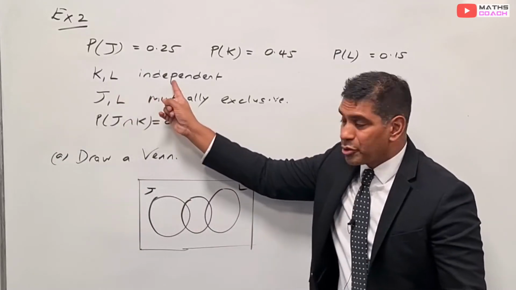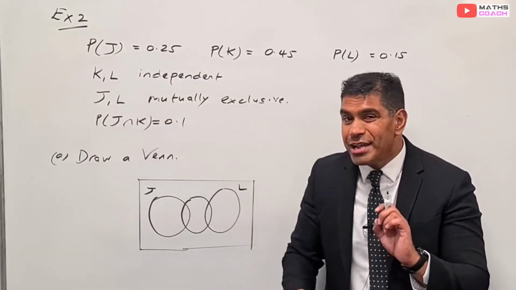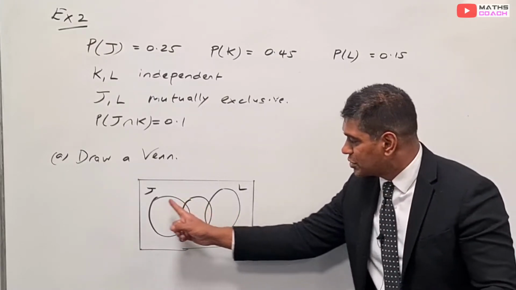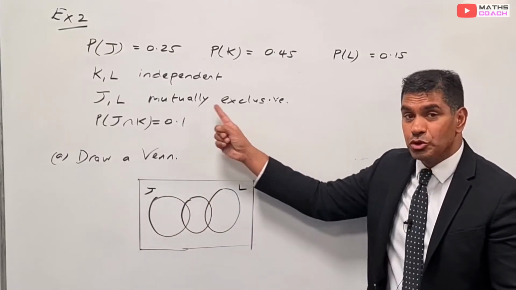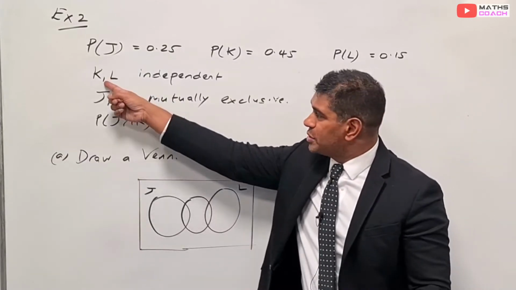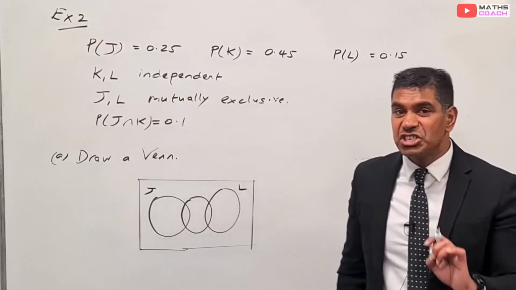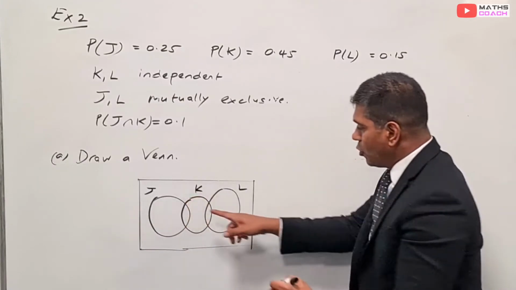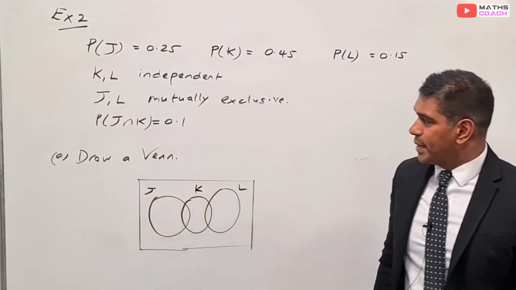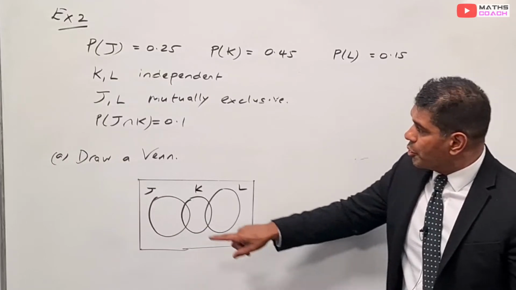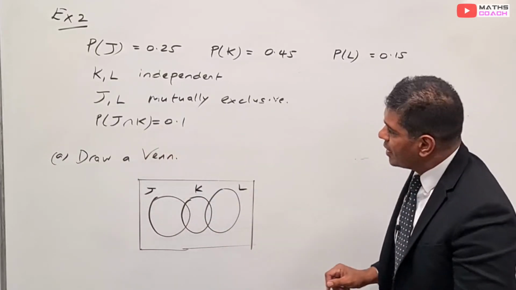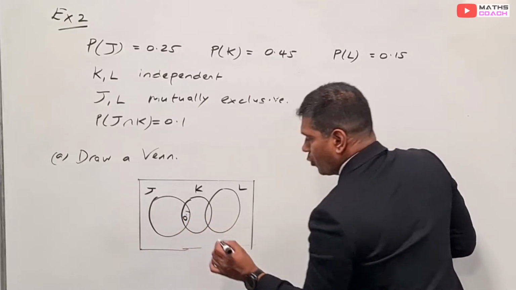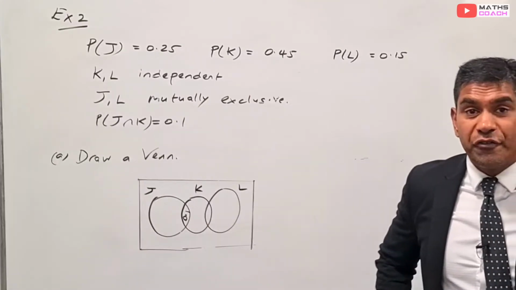Doesn't matter about the word independent. Always by default, link the circles together. The only time you separate the circles is when you say mutually exclusive. So just because you see K and L independent, it doesn't stop the link. So in this case, K and L will be linked, and K and J will be linked. We do know that J and K equals 0.1. So this point here is 0.1. And that's all we've got for now.